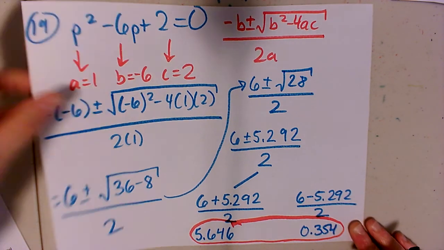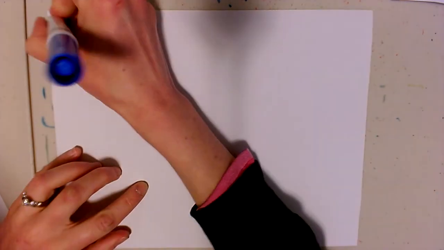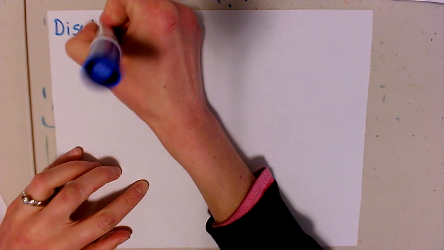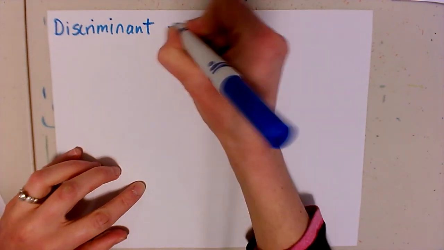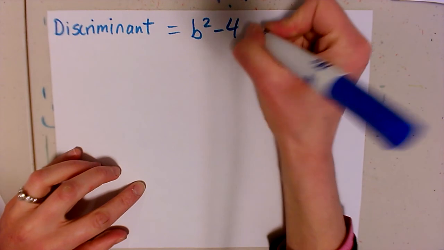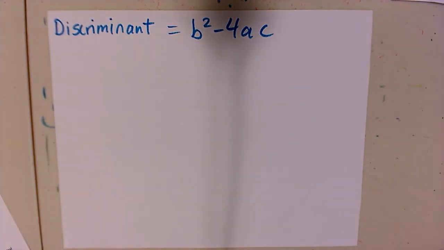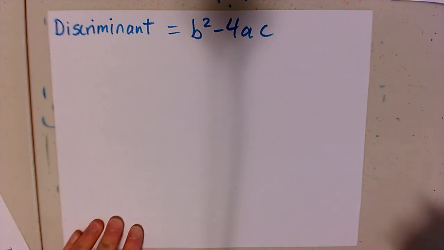Now 22, 23, and 24, those just ask you to use your discriminant to tell how many solutions you have. Okay, so this is on your handout, and so we want to go over a little background information on your discriminant. Now, your discriminant is just the piece of the formula that's underneath the radical. Your discriminant is just b squared minus 4ac. That's all it is. And what the discriminant does is it tells you how many types of solutions you have.